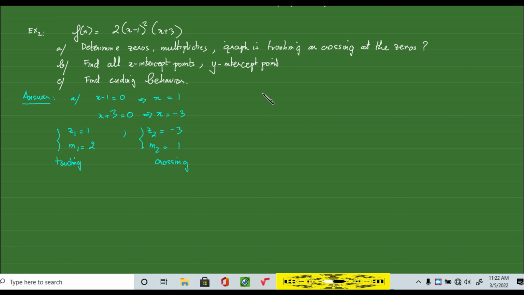Now on the second part, they ask you to find all the x-intercept points. That will be easy because we already know the intersection points between the graph and the axis. So the x-intercept points will be those points. However, because these are points, I'm going to put them in ordered pair form. So the first point will be (1, 0), and the second point will be (-3, 0).